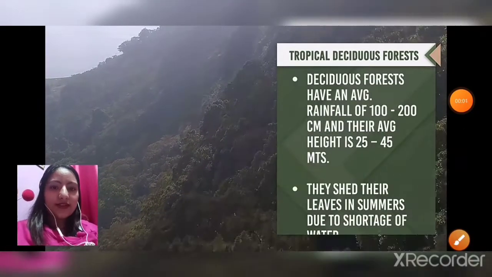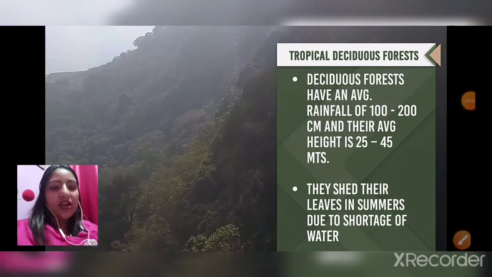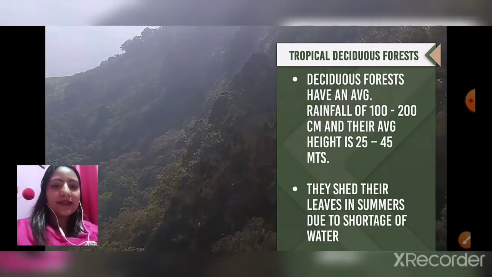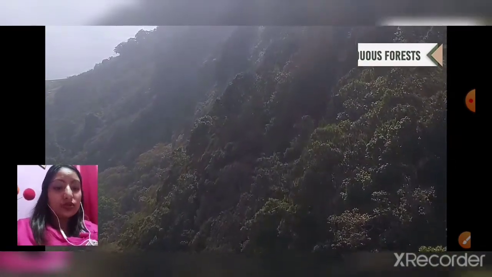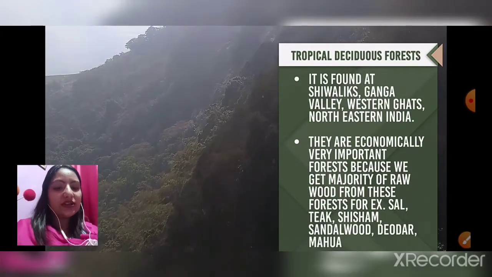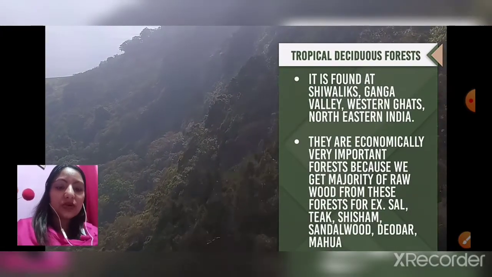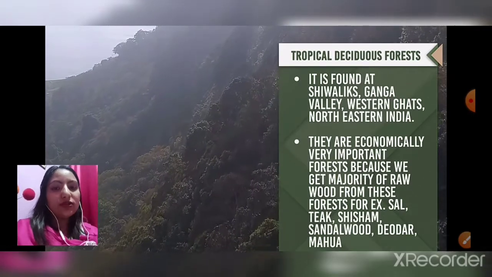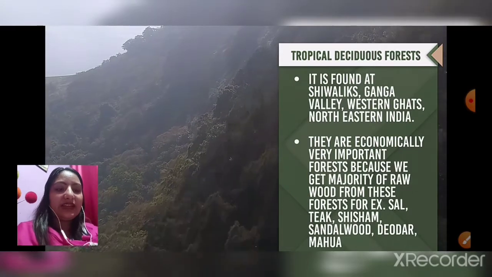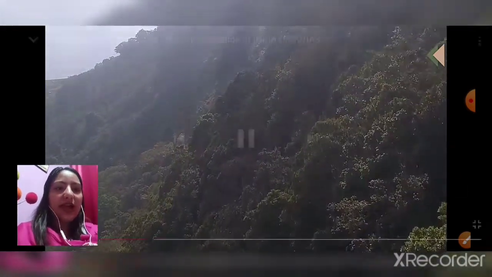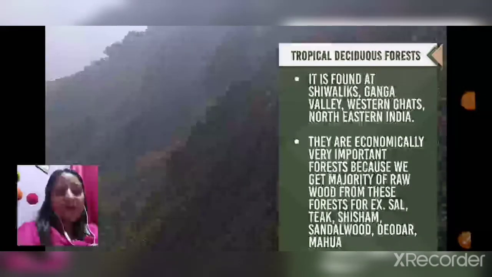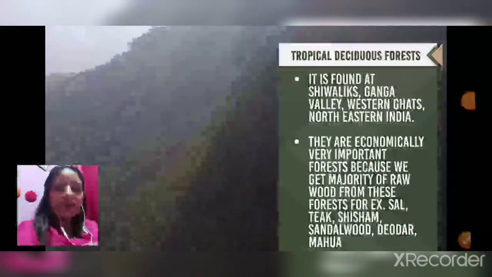The next forest is the tropical deciduous forest. For this, the rainfall required is 150 to 200 centimeters and the temperature is 25 degrees Celsius to 27 degrees Celsius. They are found on the eastern slope of the Western Ghats, across the northeastern part of the Deccan Plateau and the Sivaliks in the north. They are also found in the Narmada and Tapti valleys. The trees found here include teak, shal, sandalwood, banyan, mango, jackfruit, and neem. These are all important trees of this forest.